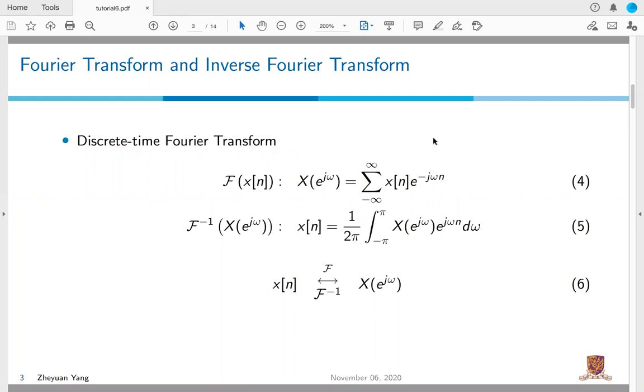Also, we learned in these days the discrete time Fourier transform. So for the discrete time signal x[n], if we do the Fourier transform, we use the capital X(e to the power jω). It is equal to the summation from minus infinity to infinity of x[n] times e to the power minus jωn. Similarly, we have the inverse discrete time Fourier transform. The x[n] is equal to 1 over 2π. So now the integral is not from minus infinity to infinity, it's from minus π to π. And also the capital X(e to the power jω) times e to the power jωn.